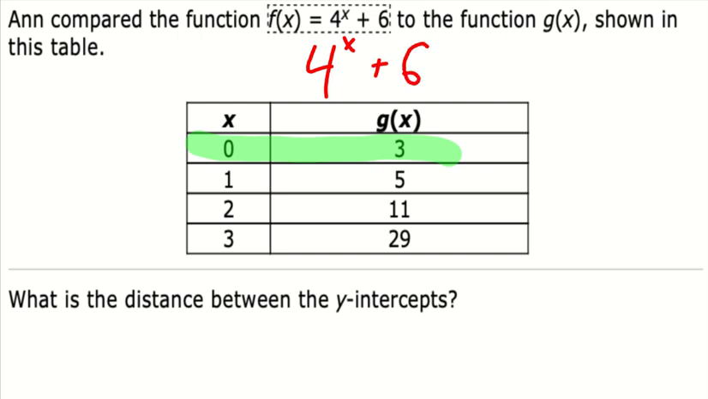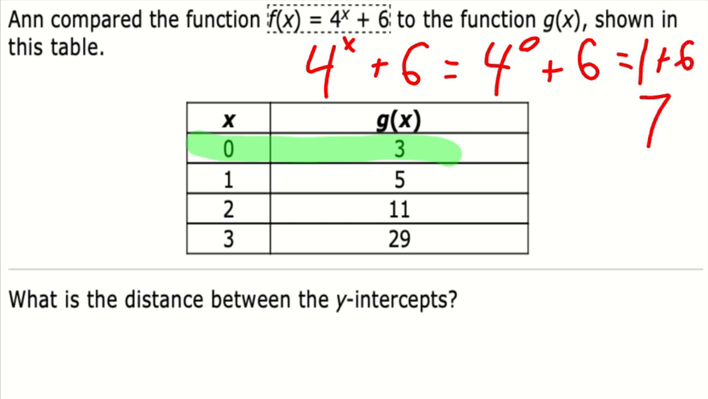If I put 0 there, that'd be 4 to the 0 power plus 6. Some of y'all didn't remember your 6th grade math. Anything to the 0 power is 1. So that makes that 1 plus 6. That makes the y-intercept of f of x 7. So the distance between the two is going to be 4.